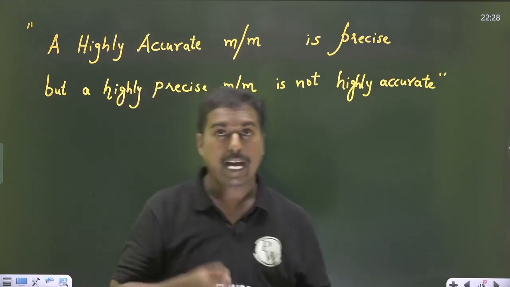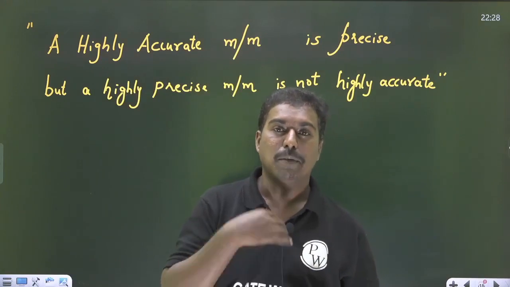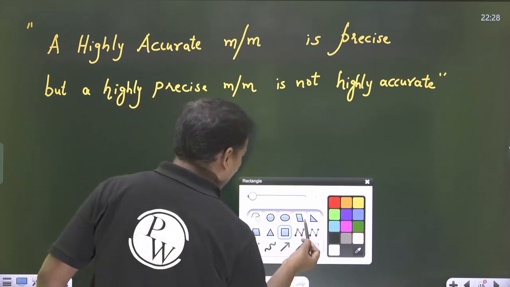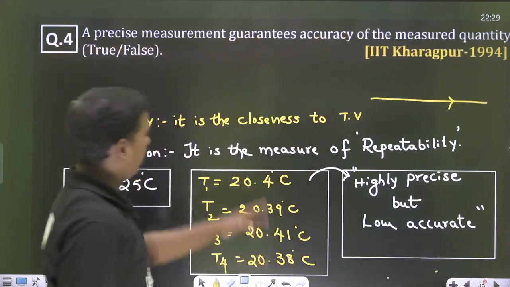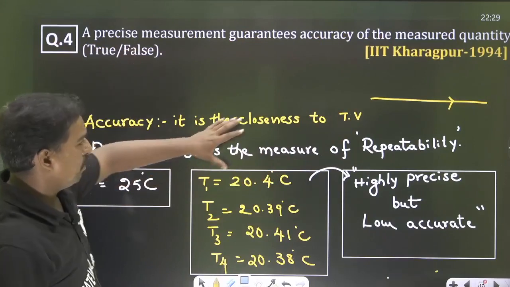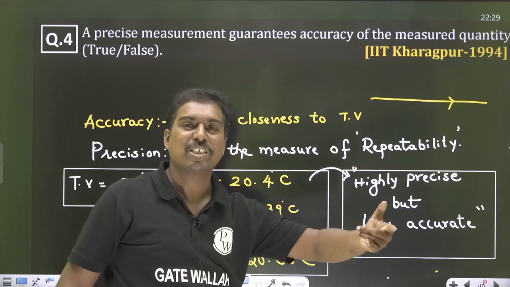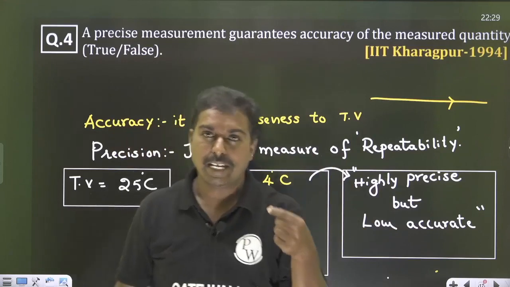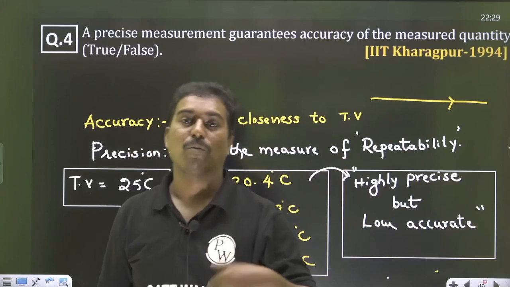So what I want to say, a highly accurate measurement guarantees high precision, but a high precision may not guarantee high accuracy. That is a point. Please make a note of this point. And already I have given you the clarity explanation. Accuracy means the closeness to the true value. So it is the measurement of repeatability. A highly repeatable instrument may not be accurate, but a highly accurate instrument is always repeatable. That is also one statement you can write.